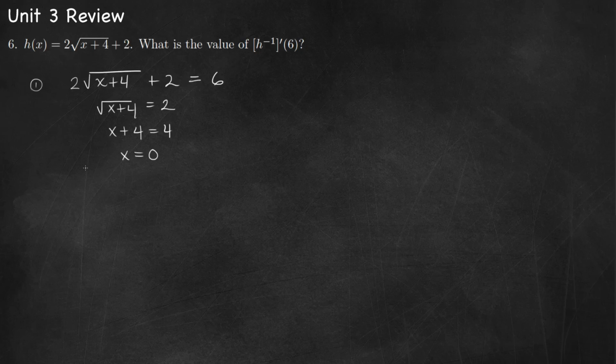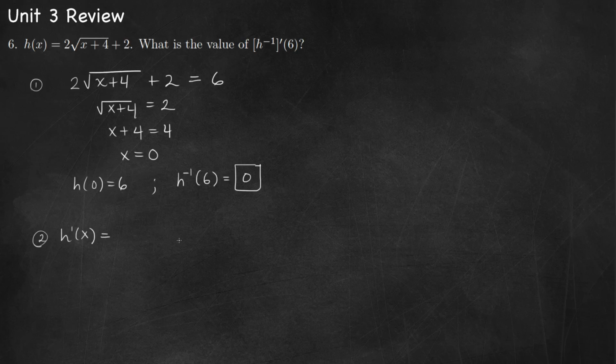So that tells me that h of 0 equals 6, but what we're really interested in is the fact that h inverse of 6 equals 0. So we're going to take that answer from step 1 and substitute it into the derivative of h. For step 2, we find the derivative, h prime of x, and then we substitute the answer from step 1 into that.